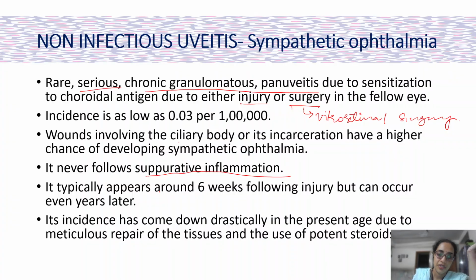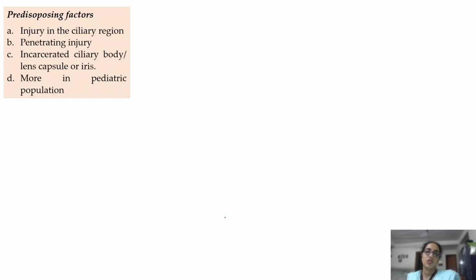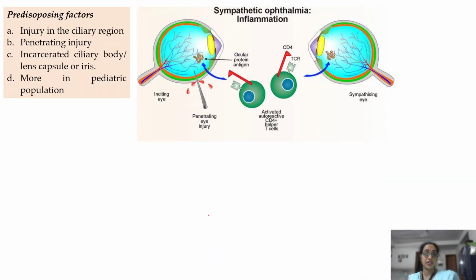So, what is the time? It can happen any days between 9 days to 10 years, any time. But the given normal expected time is 6 to 12 weeks. Okay. Its incidence has come down drastically due to meticulous repair of tissues and use of potent steroids. So, what are the predisposing factors? Injury has to be a penetrating. Blunt injury does not cause sympathetic ophthalmia. It has to be in the ciliary region. The incarcerated ciliary body or lens capsular iris is a common predisposing factor. More commonly seen in pediatric, it doesn't mean that adults cannot have.